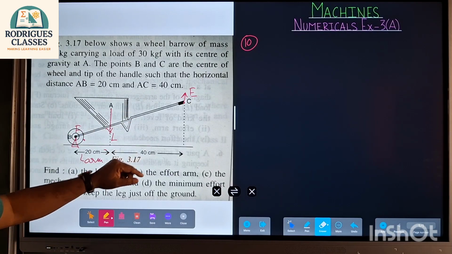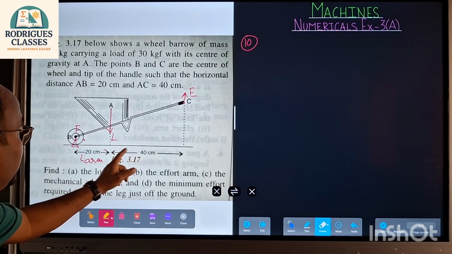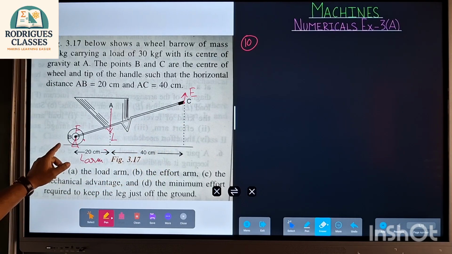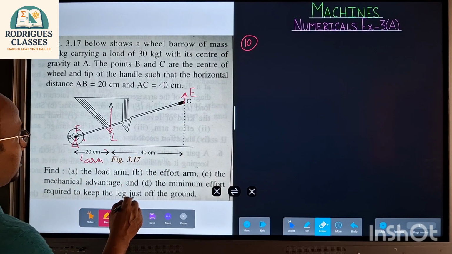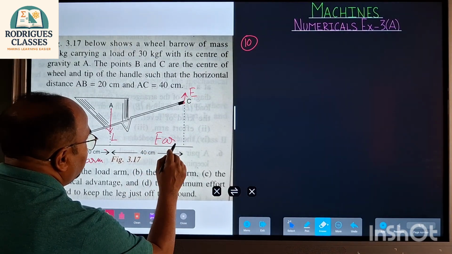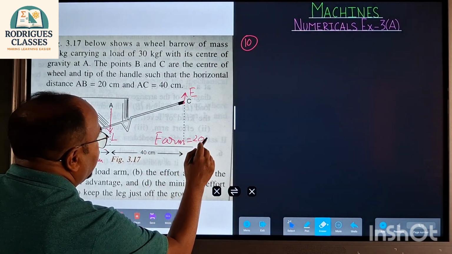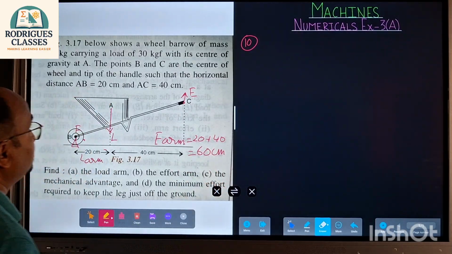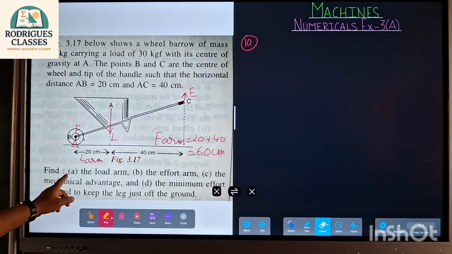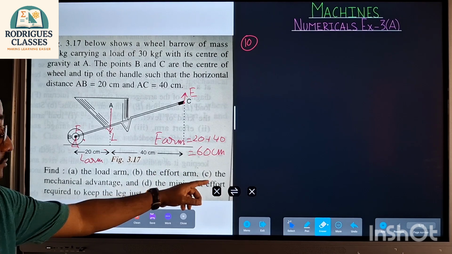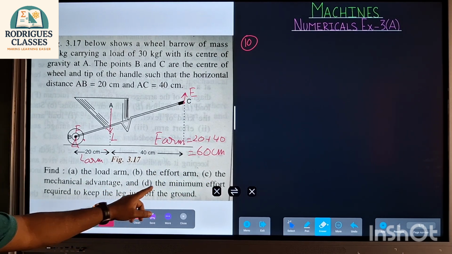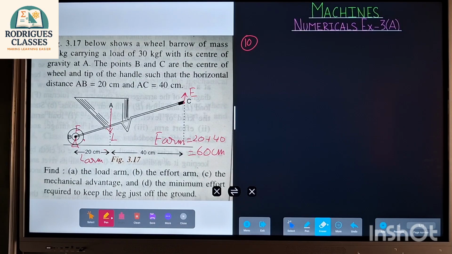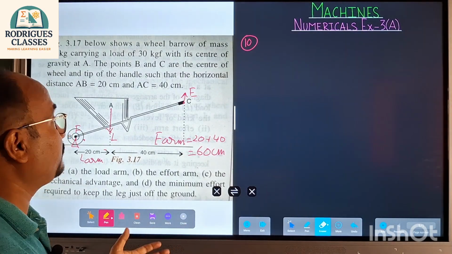And then AC, A to C, so from here to here is 40. This is the effort, this is the fulcrum. So the effort arm will become 60 centimeter. So your effort arm will be 20 plus 40 is equal to 60 centimeter. Okay, so they are asking us to find the load arm, effort arm, the mechanical advantage, the minimum effort required to keep the leg just off the ground. So we have how much effort will be needed to lift it.